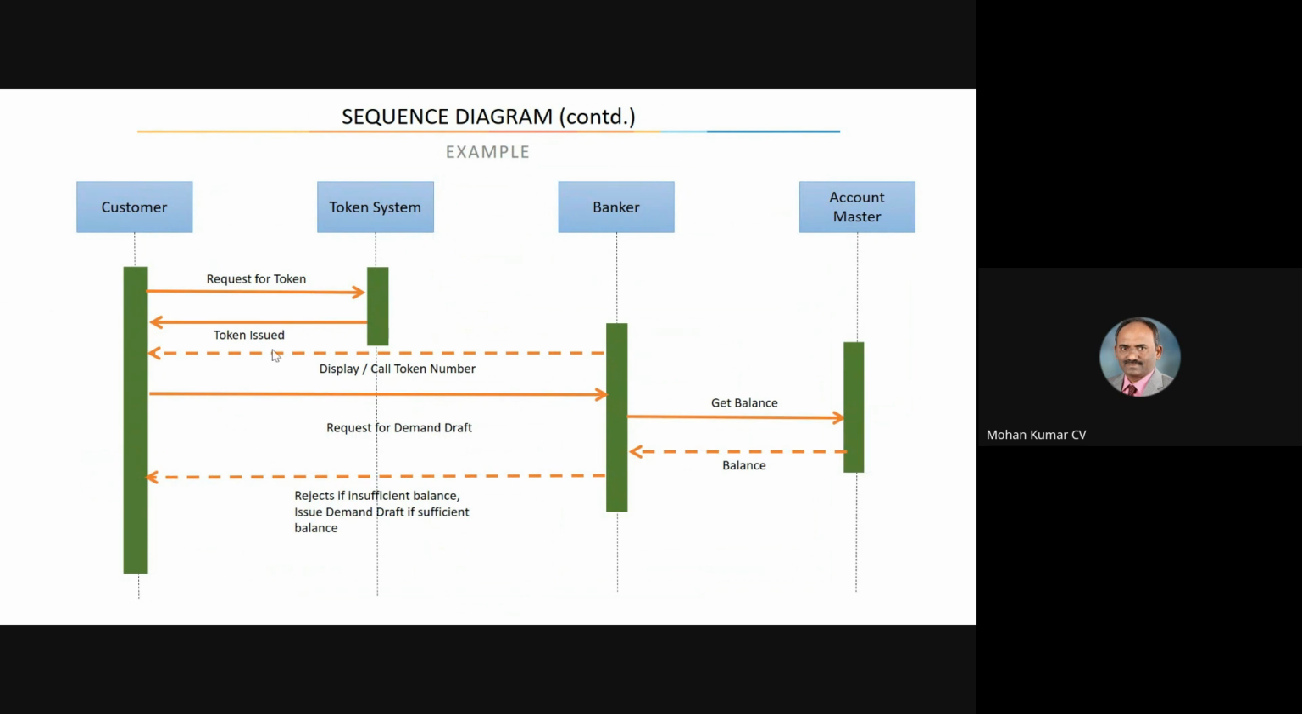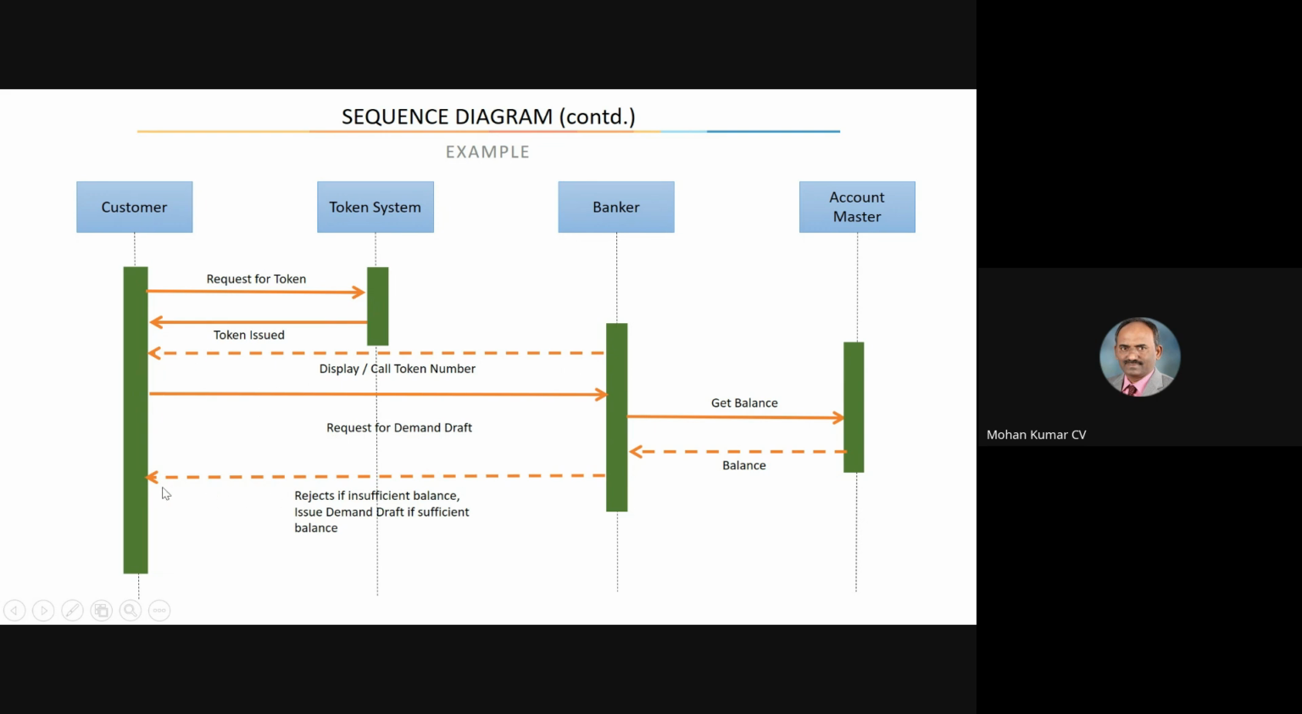So generally, if you have a sequence diagram, you can put it like this: a customer requests a token. Now it is the token system. The token is issued. You are able to see this sequence, no? So the token system issues the token. Now what happens? After some time, the banker will display or call the token number. Now request for demand draft and get balance. The request for a demand draft is rejected if there is insufficient balance, or the demand draft is issued.